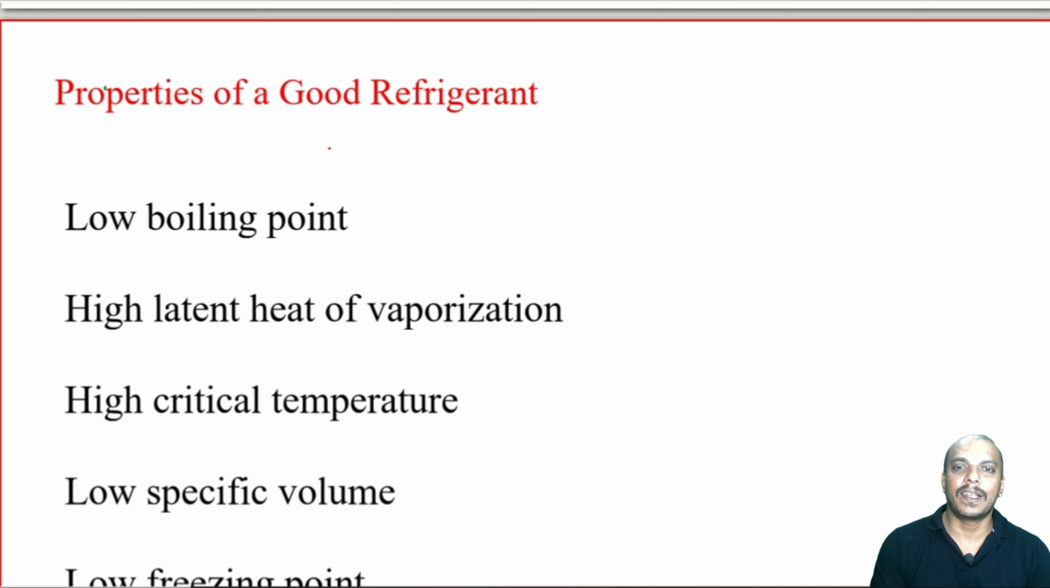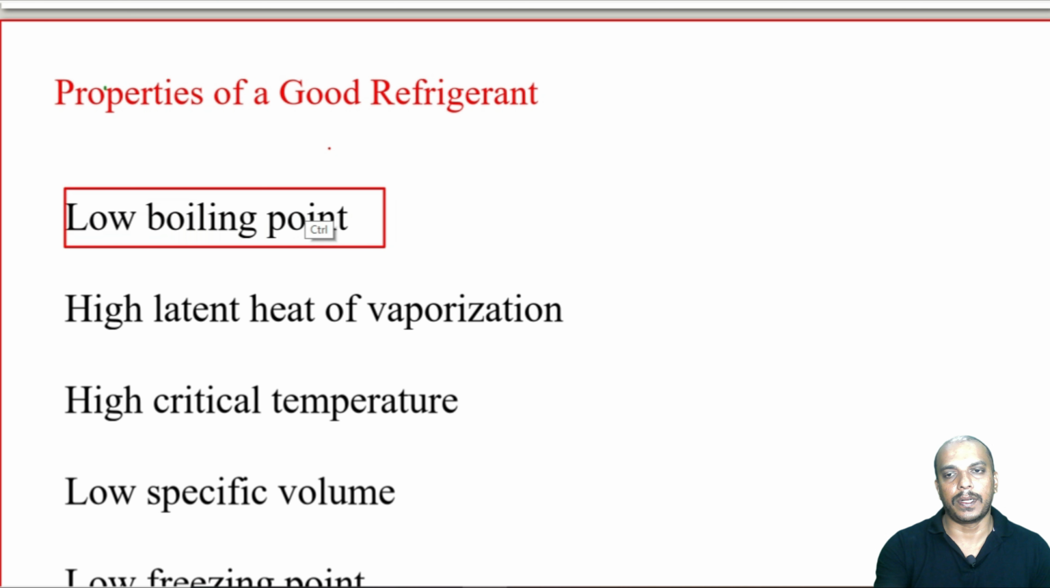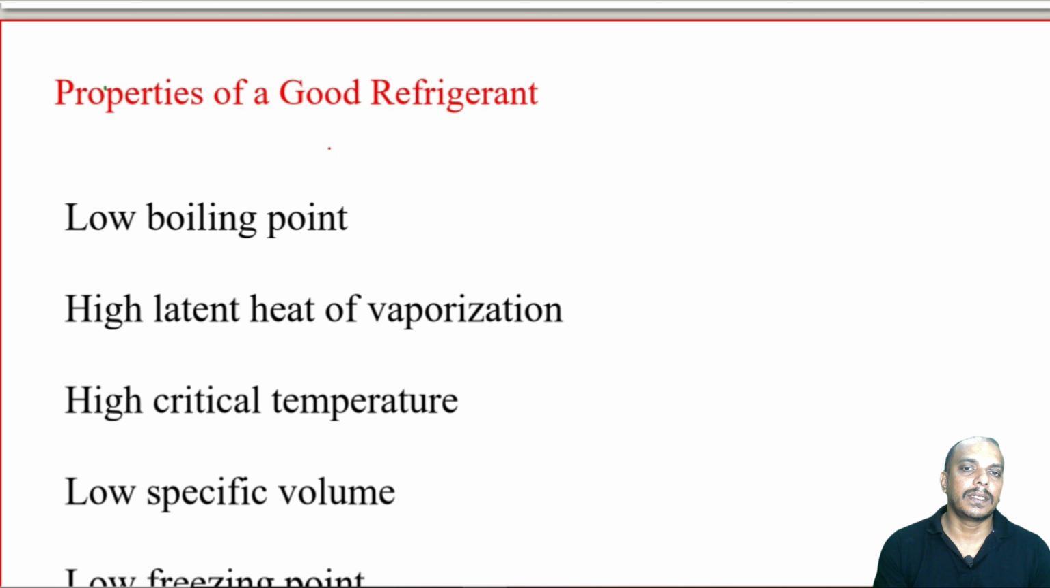In this video, we will learn properties of a good refrigerant. So, a refrigerant typically should have a low boiling point. Now, what do we mean by low boiling point? Remember, boiling point is nothing but the point at which the refrigerant boils, which means, for example, there are refrigerants which can boil at minus 10 degrees Celsius, minus 20 degrees Celsius. So, it is like at atmospheric temperature they will be in the vapor state.